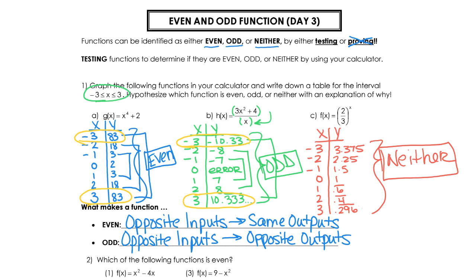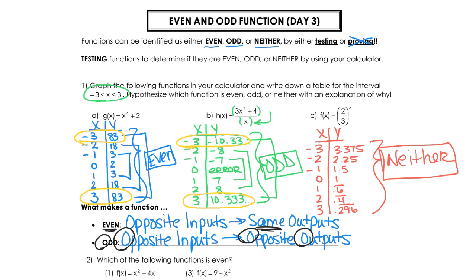Just real quick, I think it's very easy to remember odd: opposite, opposite, opposite. It's got a bunch of O's in it. So odd function, just remember opposite inputs, opposite outputs. When I think of the word even, I kind of think of like even Steven, like things are the same, like it's fair. So even, think same. I feel like those words go together.